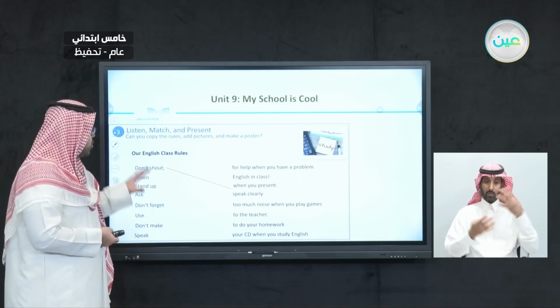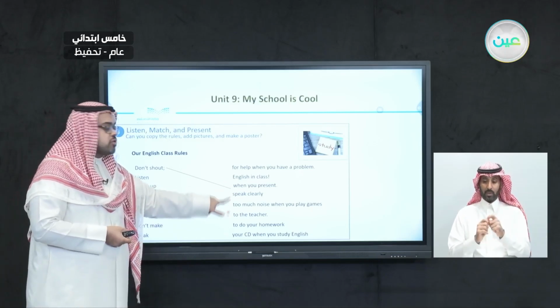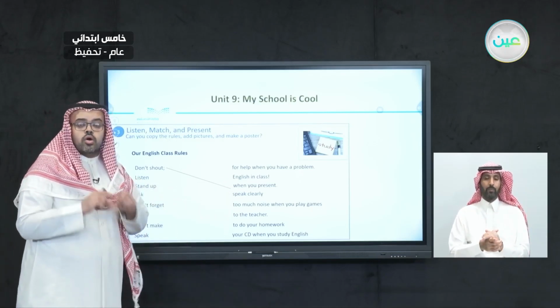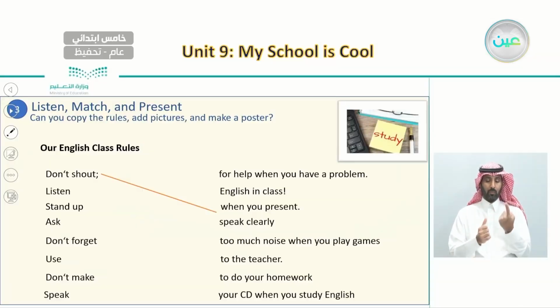So now all we have to do is to listen, and after we listen, we're going to match all of these verbs to the rest of the sentence to make one complete rule. So for example, the first rule we have here is don't shout. Don't shout, speak clearly. Don't shout, speak clearly. So this is one of the rules that we should pay attention to.